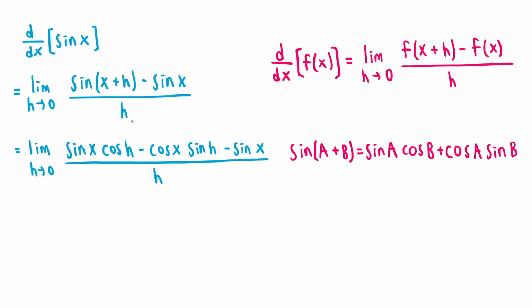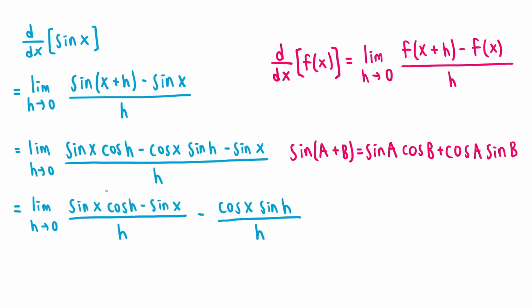The next thing to do is to expand the expression sine of x plus h using the compound angle identity sine of a plus b equals sine a cosine b plus cosine a sine b. If we use this identity on sine of x plus h, we end up with sine x cosine h plus cosine x sine of h, and the minus sine of x stays the same, and all of this is divided by h. We can also split the fraction and rewrite this as the limit as h approaches 0 of sine x cosine h minus sine of x all over h plus cosine x sine of h over h.